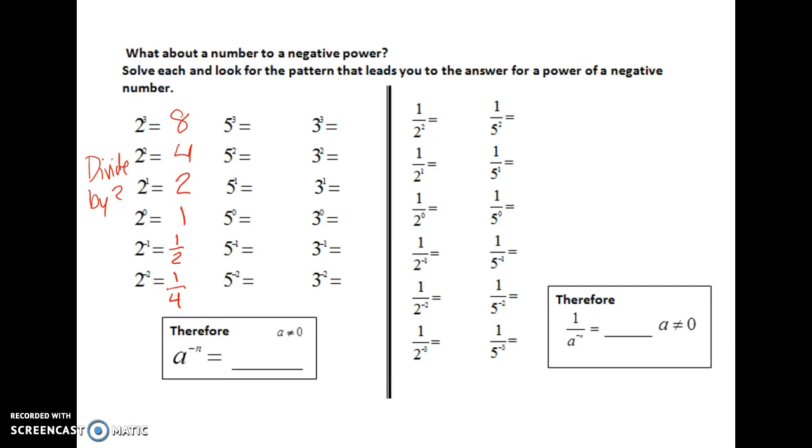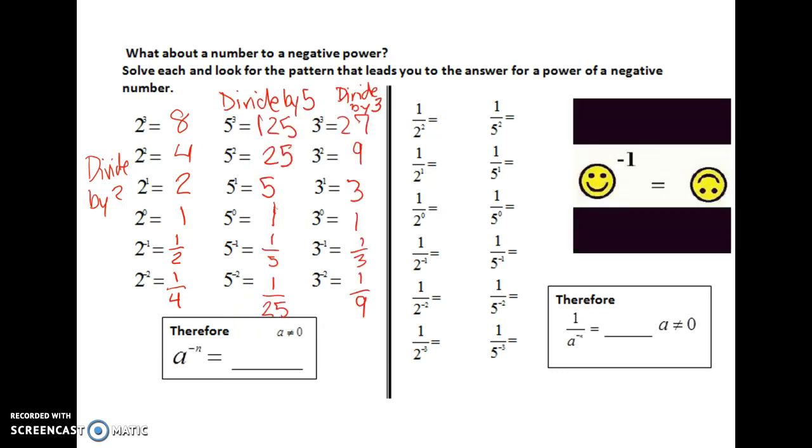I want you to figure out the rest of them with the patterns. Pause the video and we can see if we have the same answers. You can see I have the answers here. For this relationship, we're dividing by 5 as we decrease the exponents, and this one we're dividing by 3, so these are the answers. You may be looking at this pattern and not sure what a negative exponent does.